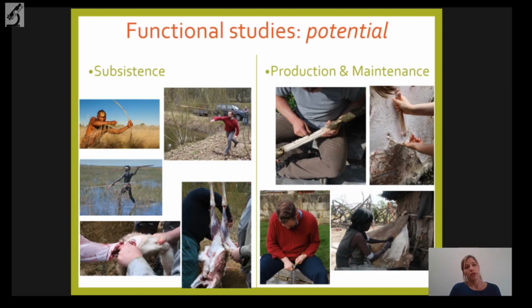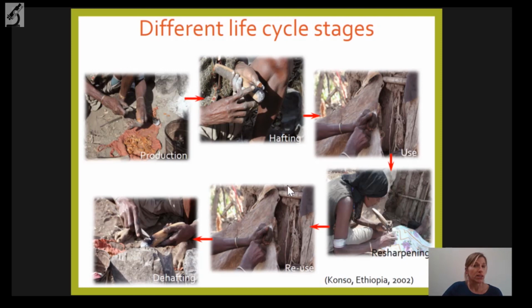As is well known, functional studies have a broad potential in identifying tool use. Subsistence activities such as hunting or butchering can be identified, but also a range of production and maintenance activities related to woodworking, hide-working, etc. Functional studies have mainly focused on tool use, but other life cycle stages also need to be considered, from the moment of production up to discard. And each of these life cycle stages can also result in wear traces and residues.